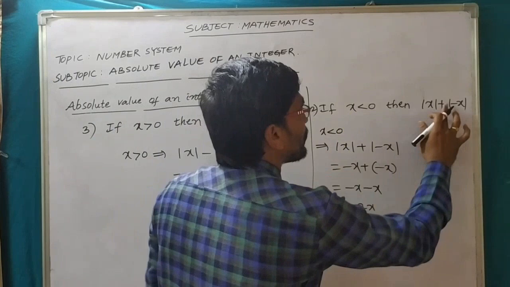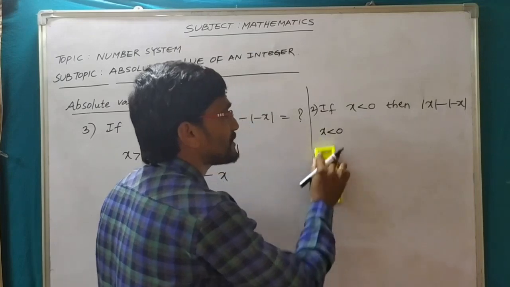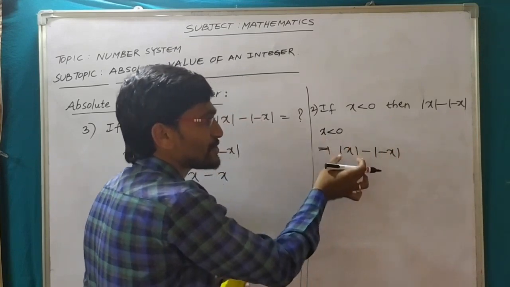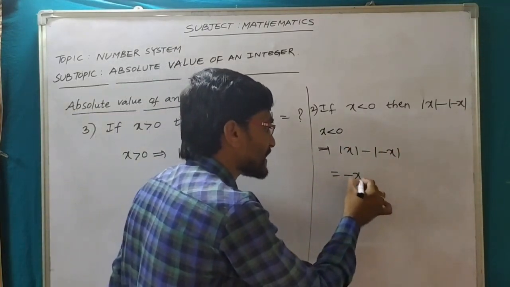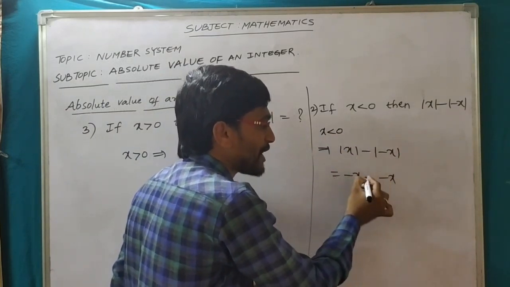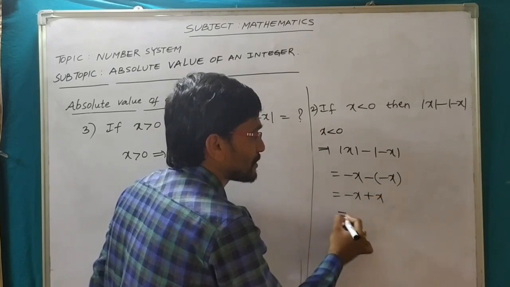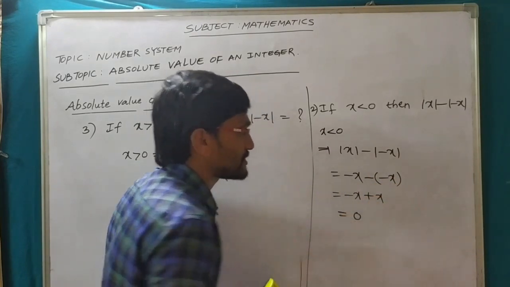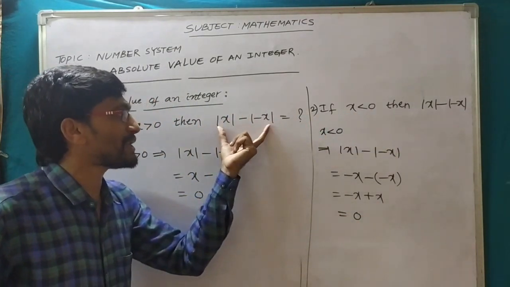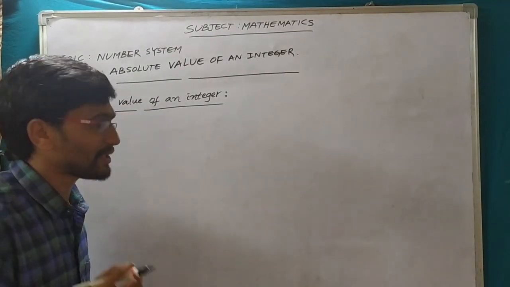If x is less than 0, then what is modulus x minus modulus minus x? Same. If x is less than 0, modulus x is nothing but minus x. Modulus minus x is also minus x. In between them we have the minus symbol. Write like that: minus x, minus times minus is plus x. So minus x plus x is nothing but 0. So if x is greater than 0 or if x is less than 0, then modulus x minus modulus minus x will give 0.